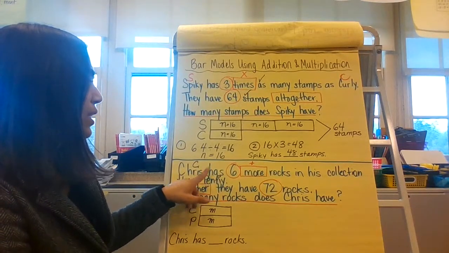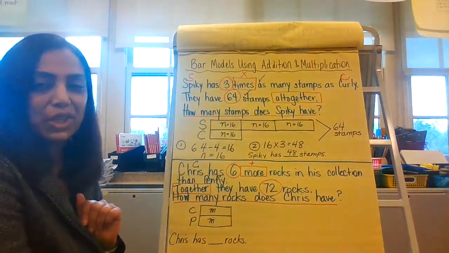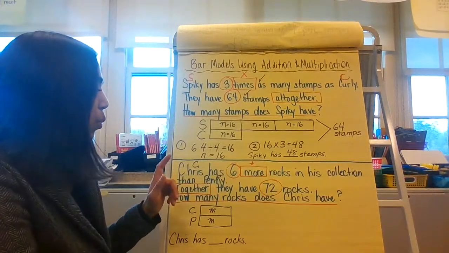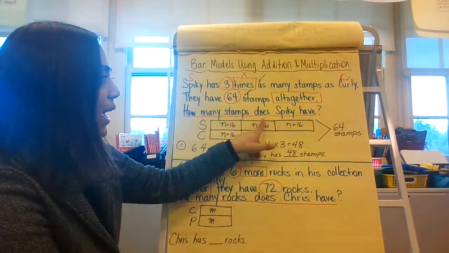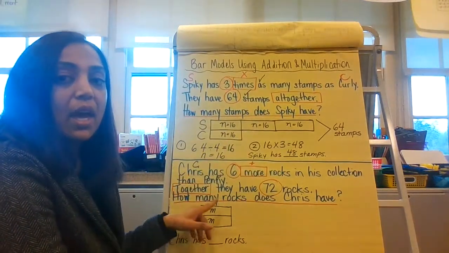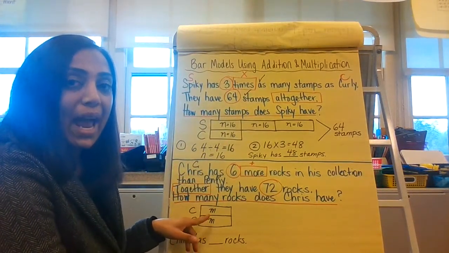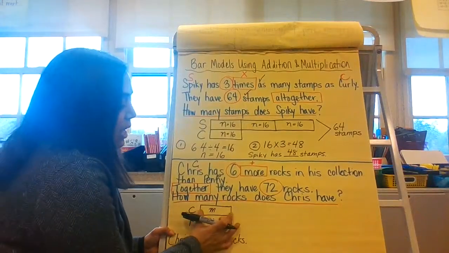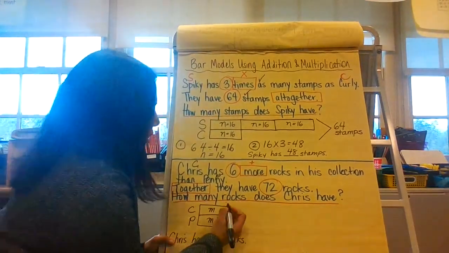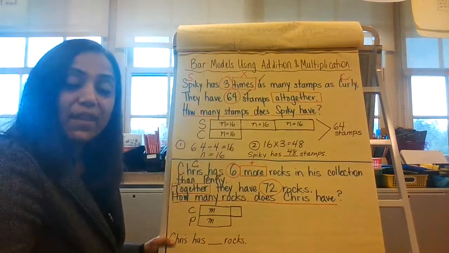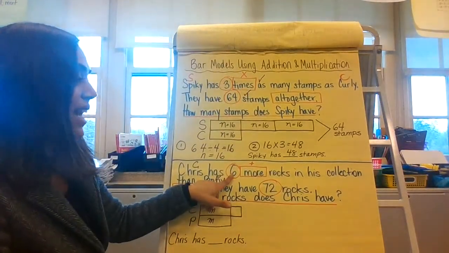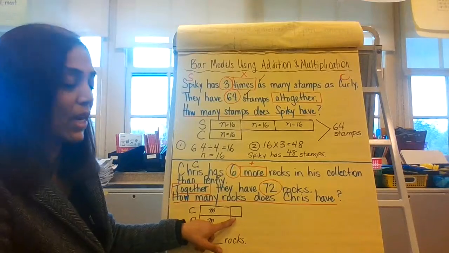But here it says Chris has 6 more rocks in his collection than Penny. So what do we do when it says 6 more? When we're adding, not multiplying, but adding. In bar models, when you add, you don't make the same size. You actually make a little box like this to show that you're adding that amount. And in this case, you're adding 6 more. So you put that 6 right in that box.